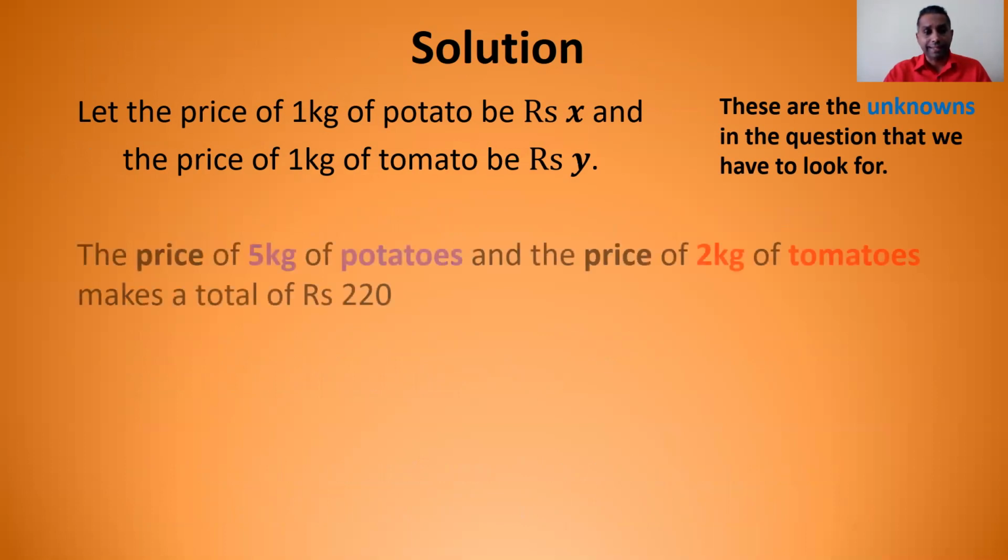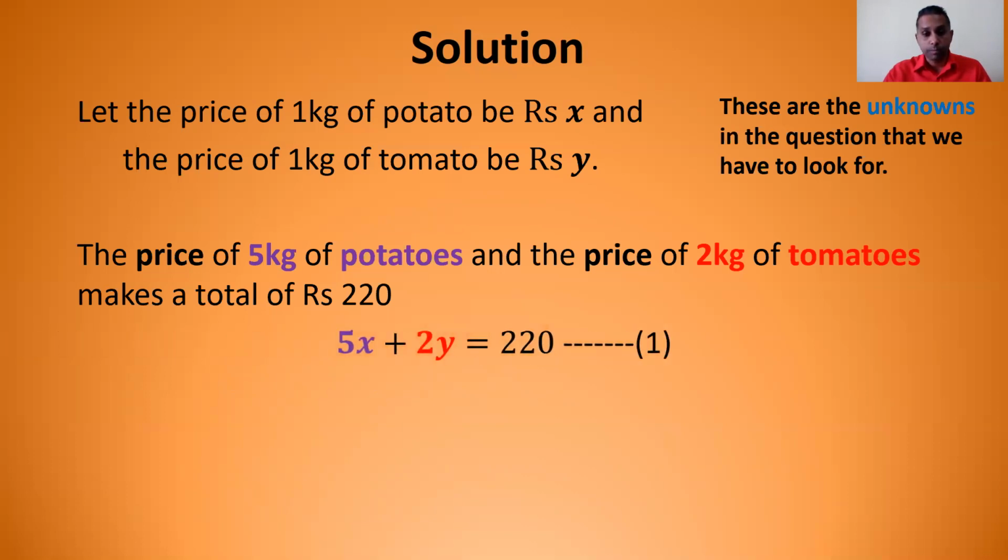Now, we were told that Kevin bought 5 kilograms of potatoes and 2 kilograms of tomatoes for a total of 220 rupees. Now, students, if 1 kilogram of potato costs X rupees, it means that 5 kilograms of potatoes will cost 5X rupees. In the same way, 2 kilograms of tomatoes will cost 2Y rupees. Now, these two make a total of 220 rupees. It means that when we add 5x and 2y, we should be getting 220 rupees. This is our first equation.